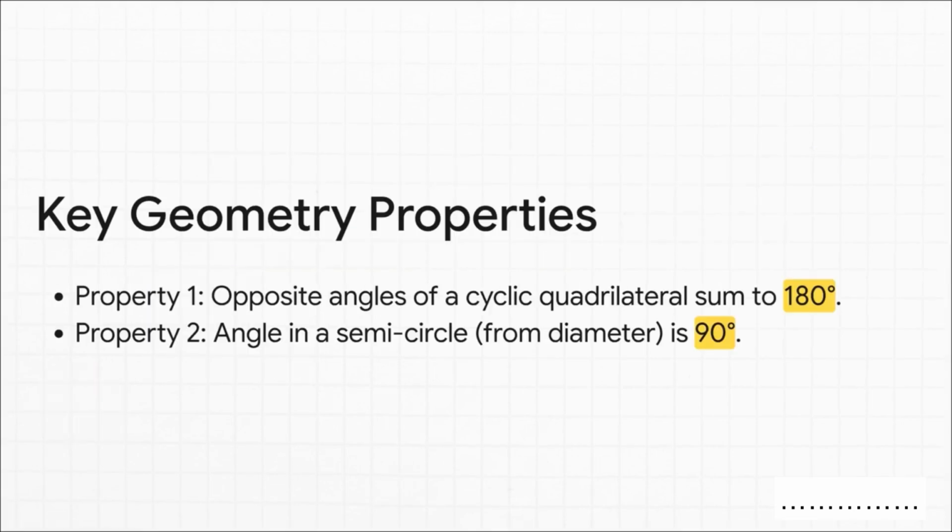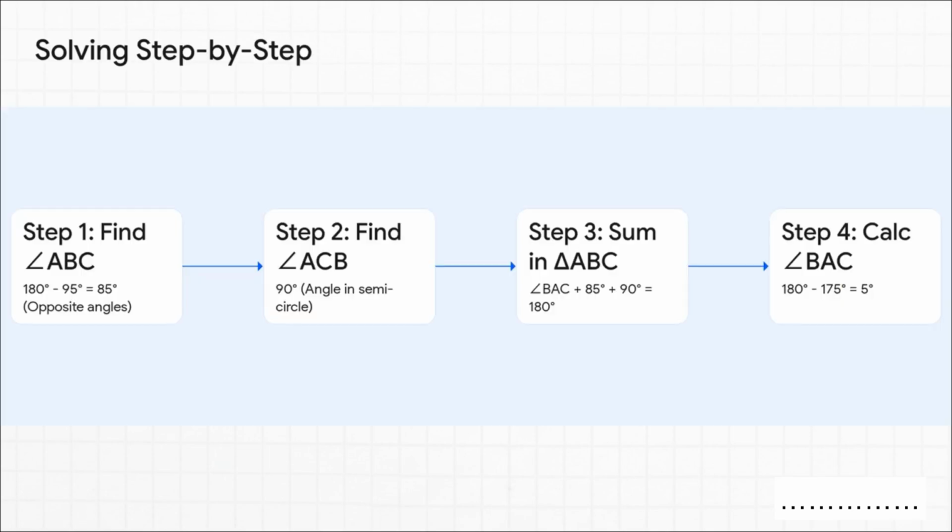To crack this problem, we only need 2 very important properties from our geometry toolbox. Property number 1, in any cyclic quadrilateral, the opposite angles always add up to 180 degrees. Always. And property number 2, the angle formed in a semicircle, that is, any angle made by the diameter on the circle's edge, is always a perfect 90-degree right angle. Okay, let's use these properties.